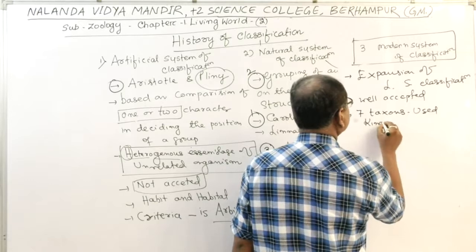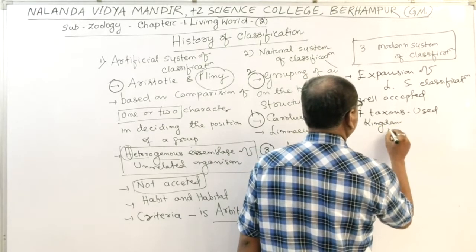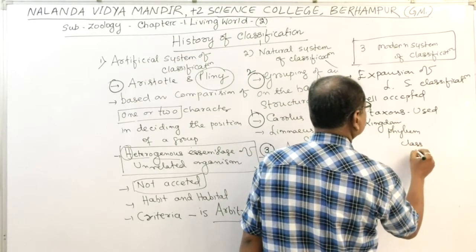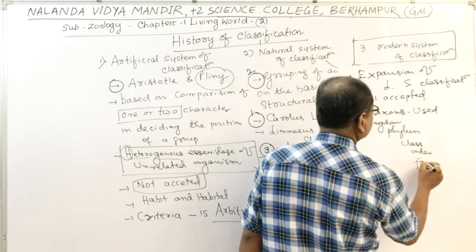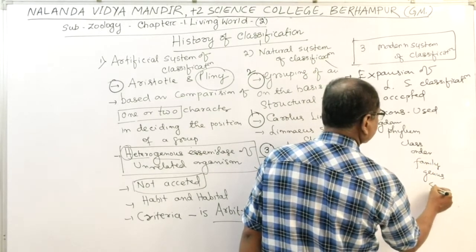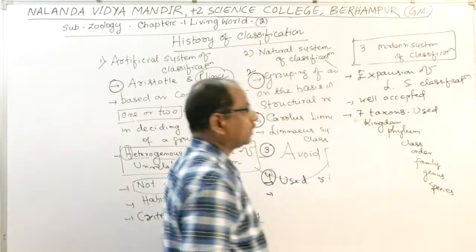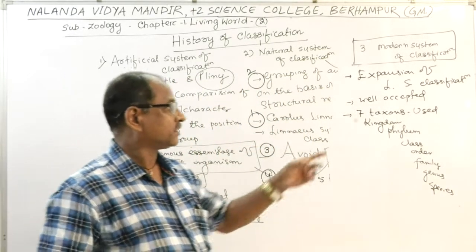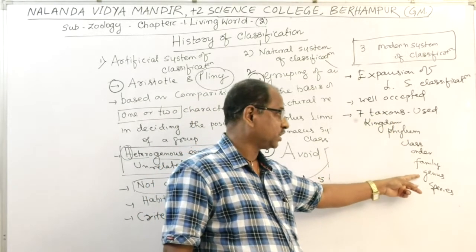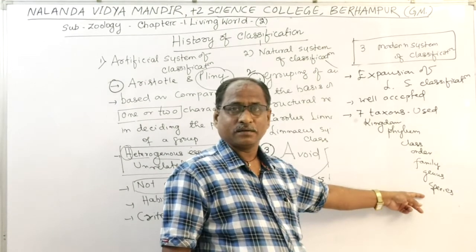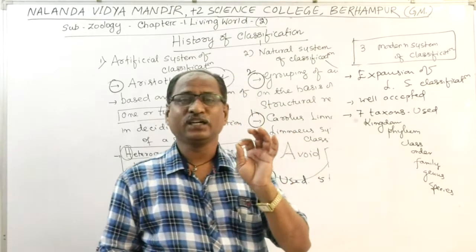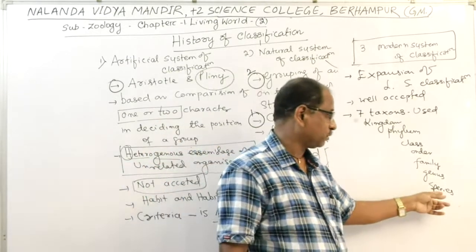In the modern system of classification, 7 taxons are used. Those are kingdom, phylum, class, order, family, genus, and species. Species is the lowest taxon. That means each and every type of animal is considered to be a species.